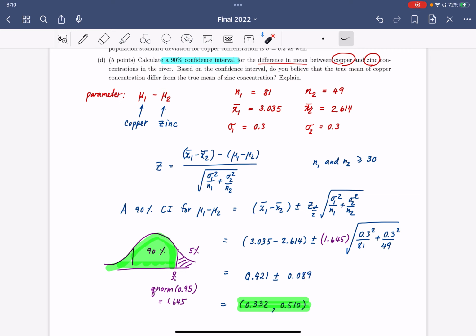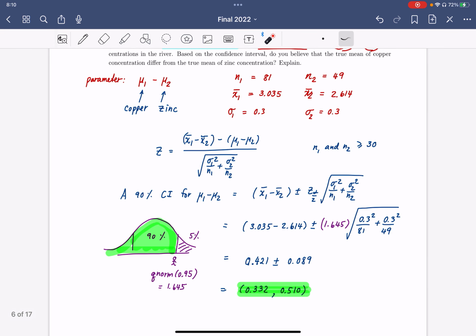Explain. When you see this type of question, you've already done it so many times. You have to check whether the confidence interval includes the number 0 or not. If the confidence interval includes 0, it means 0 is a possible value, so there is a chance that mu1 minus mu2 is 0, that mu1 equals mu2. That means you do not believe it. But if the confidence interval does not include 0, that means you believe that the difference between the two means is going to be in between this number and this number. So it does not include 0, and that means you believe that the true mean of copper differs from the true mean of zinc concentration.